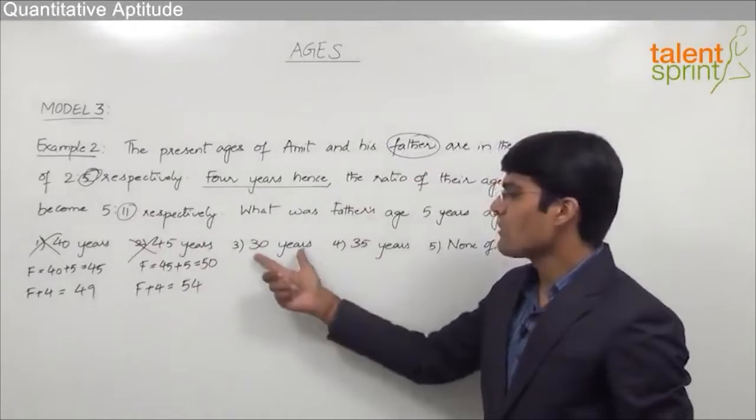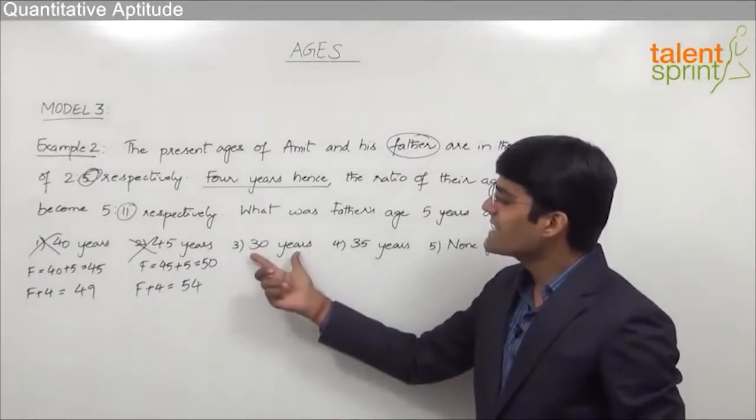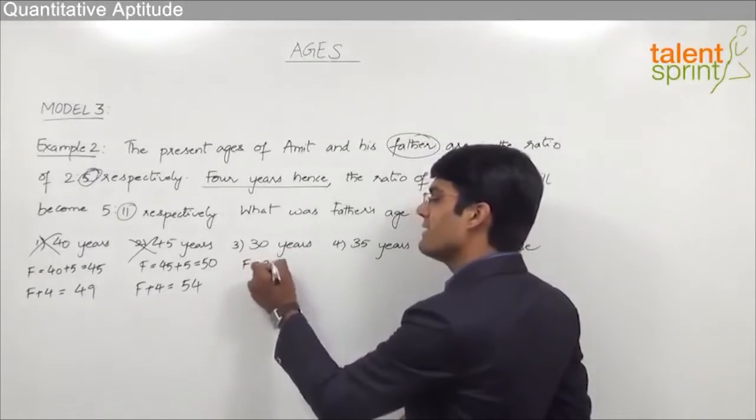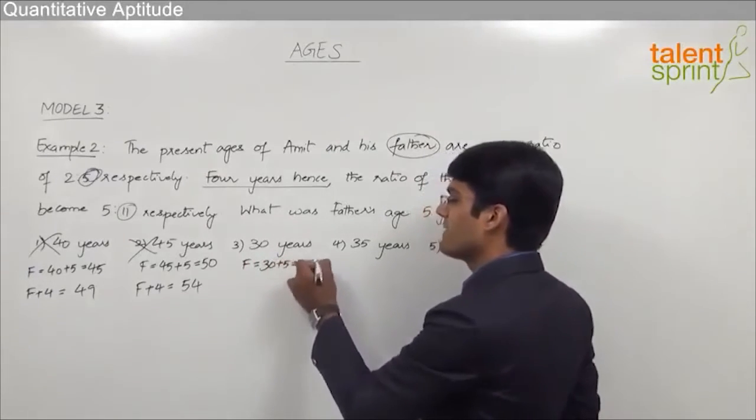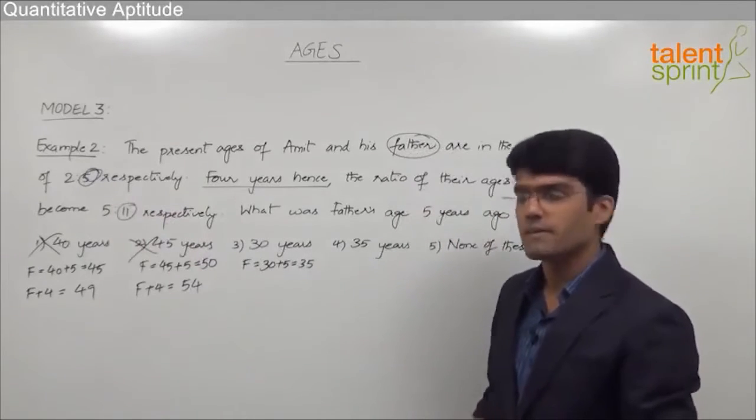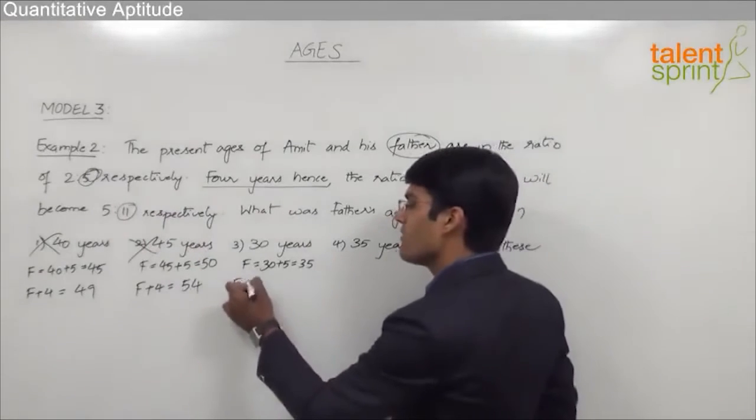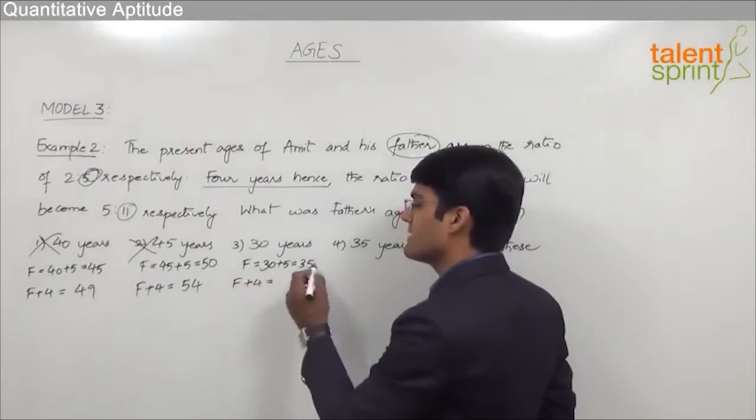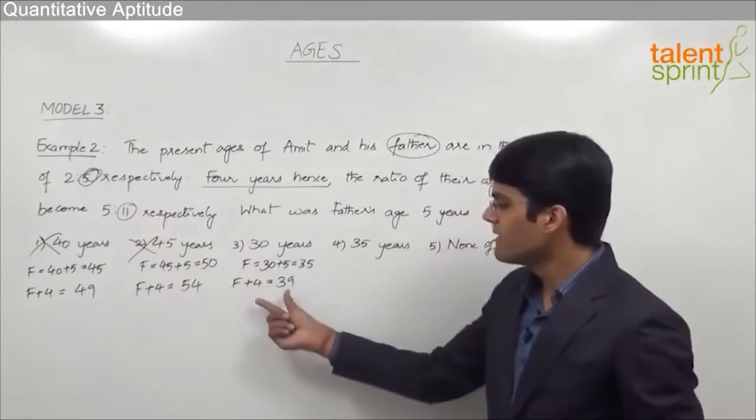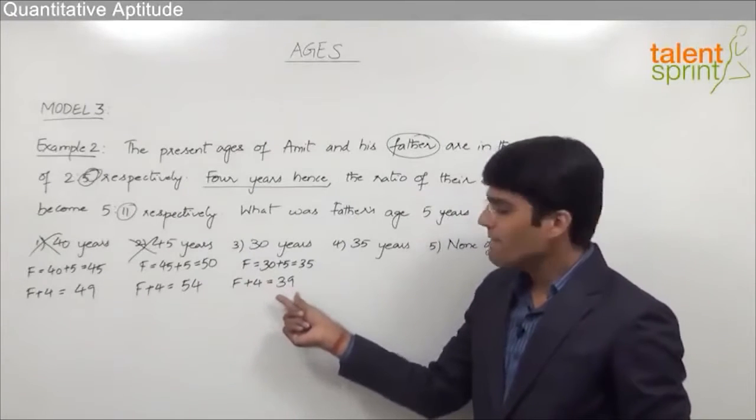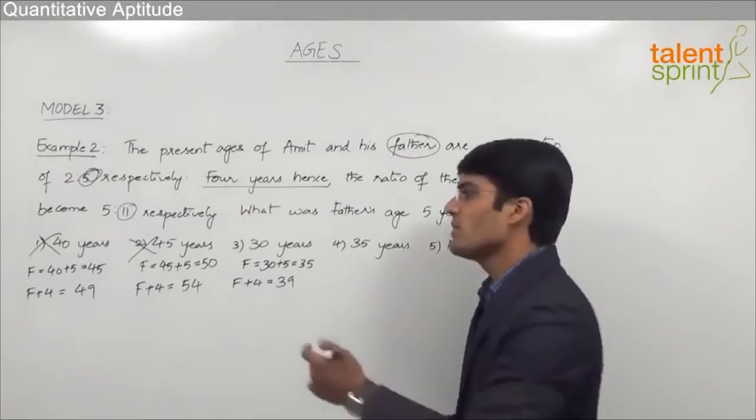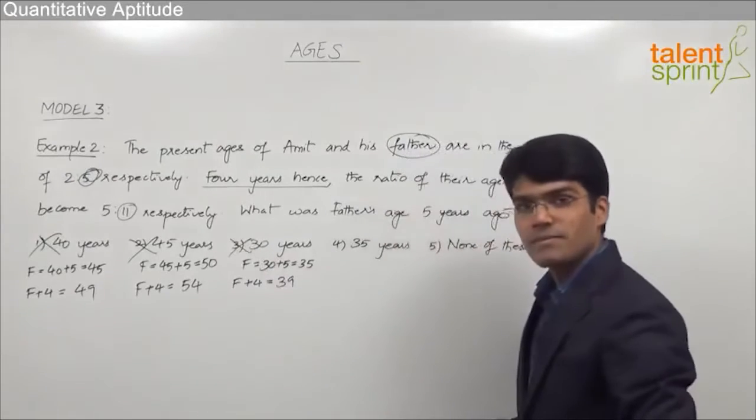Let us now take the third option. That means father's age 5 years ago was 30. So father's present age can be taken as 30 plus 5, 35. And 35 is a multiple of 5. So the first condition is satisfied. The second condition says 4 years hence, that is 35 plus 4, the father's age should be a multiple of 11. And here we find that after 4 years, father's age is 39, which again is not a multiple of 11. So even option number 3 gets cancelled.